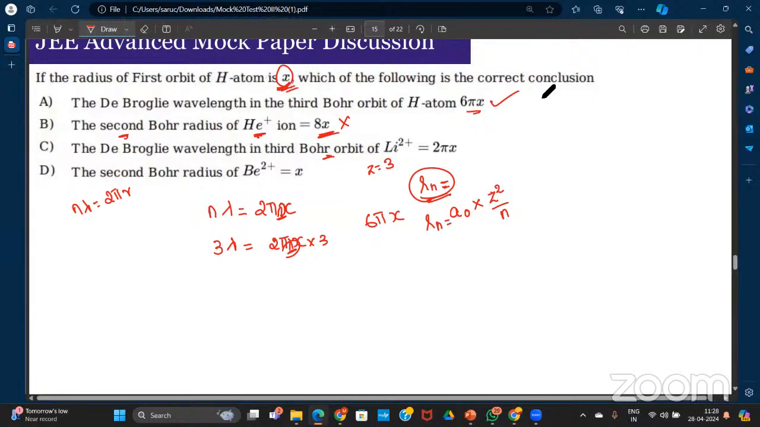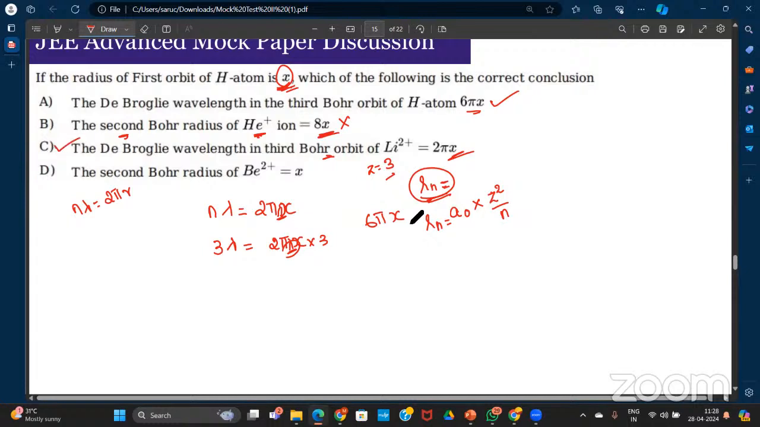So when you equate this, for the hydrogen atom they have given x, and you should do it for the lithium atom. For lithium, the Z value is 3. When you divide by 3, you'll get 2 pi x. So this is also true.